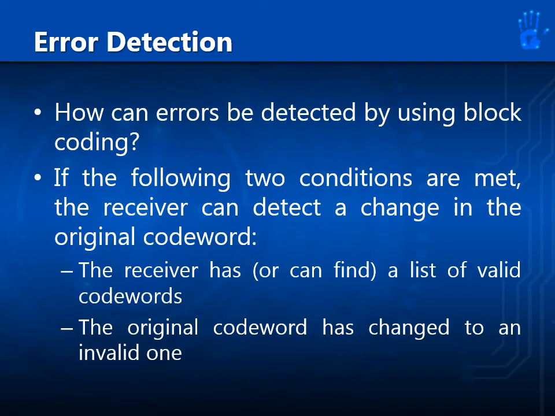How can errors be detected by using coding? If the following 2 conditions are met, the receiver can detect a change in the original code word. First, the receiver has or can find a list of valid code words. Second, the original code word has changed to an invalid one.